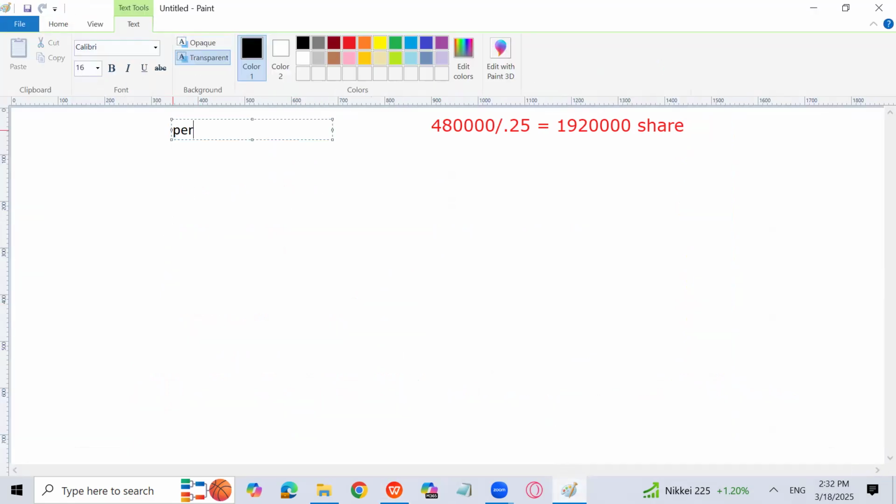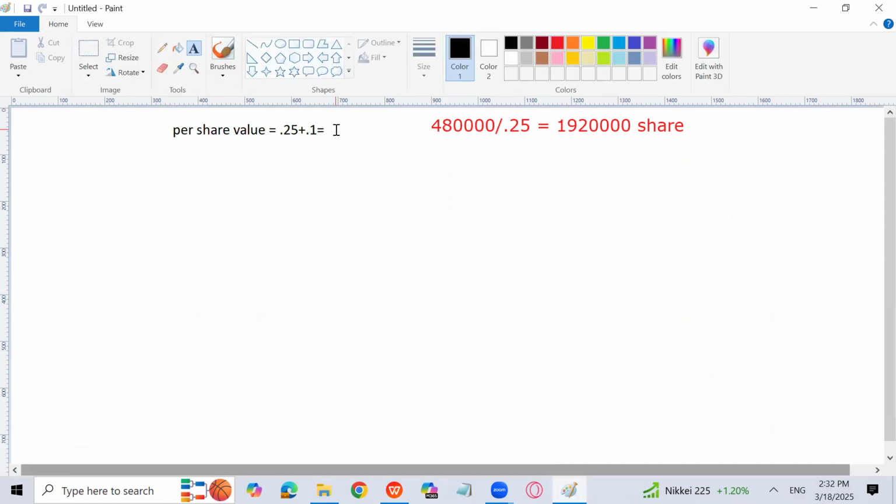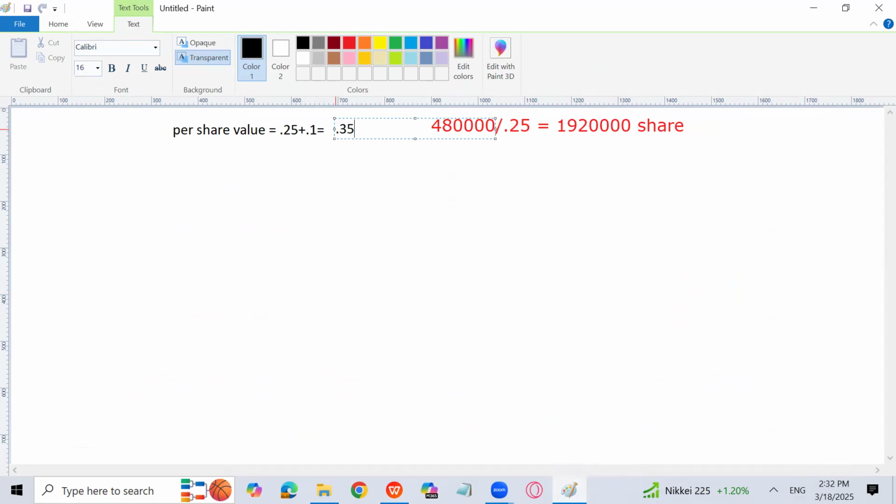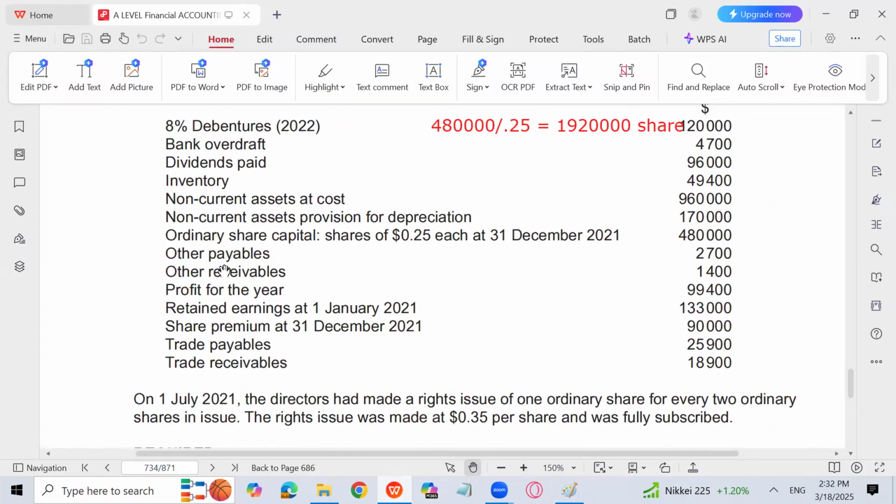So the per share value for right share is 0.25 plus 0.1, that is 0.35. So it means that 0.1 is going to be the share premium. 0.1 per share is the share premium because he has clearly mentioned that the right shares are issued at a price of 0.35. This is also known as offer price because the right shares are issued at that price. So the per share value is 0.25 plus 0.1 and that is 0.35.